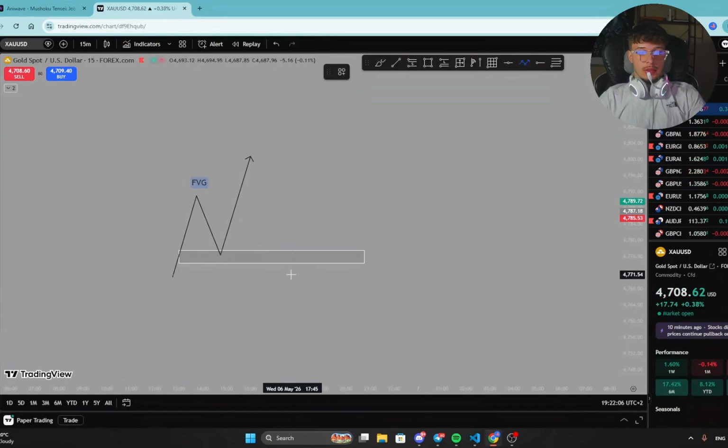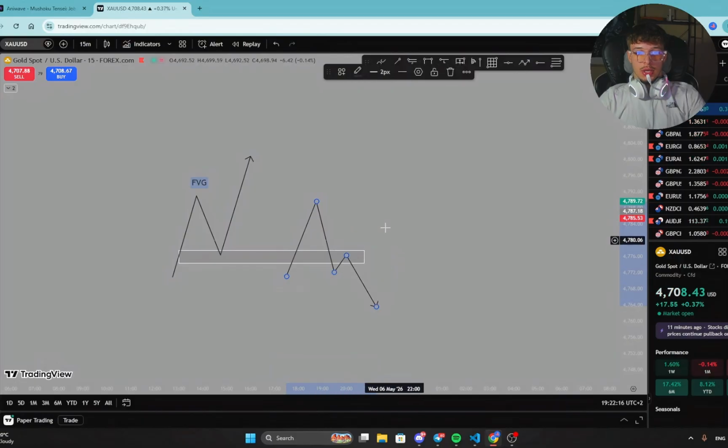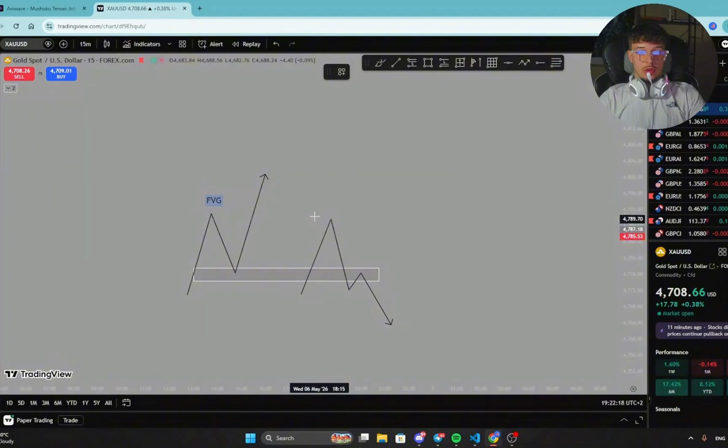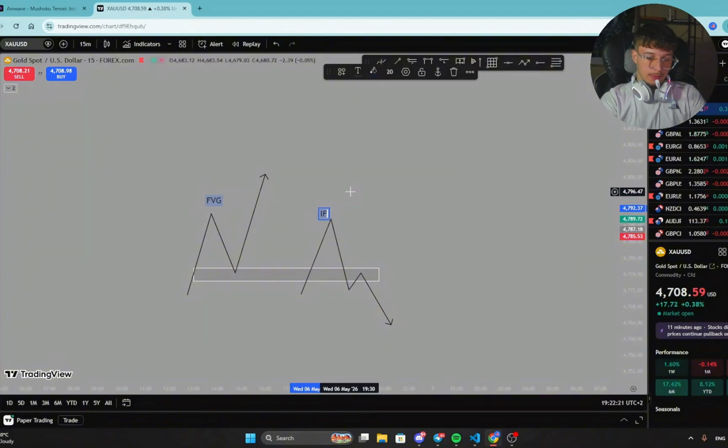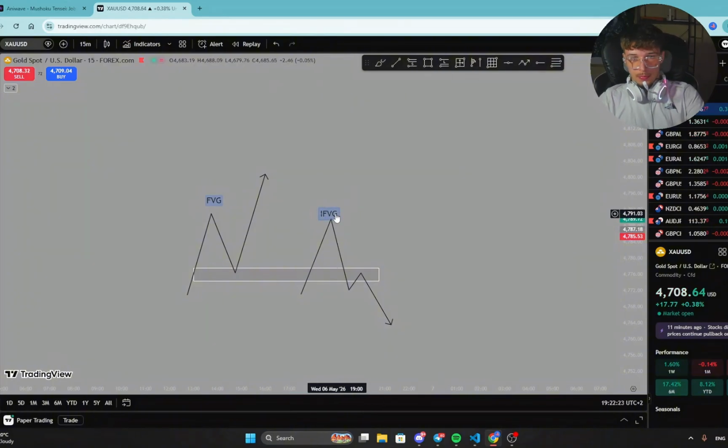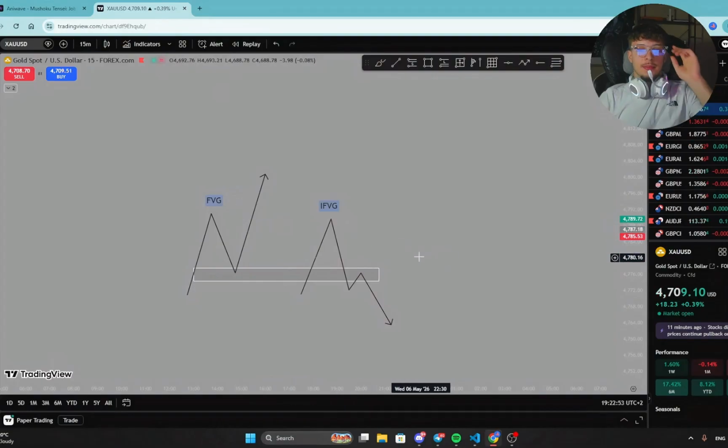We made the gap, but when we were going downwards, we actually closed below it, came back into it, and went downwards. And that is your inverse fair value gap. So that is the only difference between fair value gap and inverse fair value gap. As soon as price doesn't respect your fair value gap, it becomes an inverse fair value gap, as in this example.